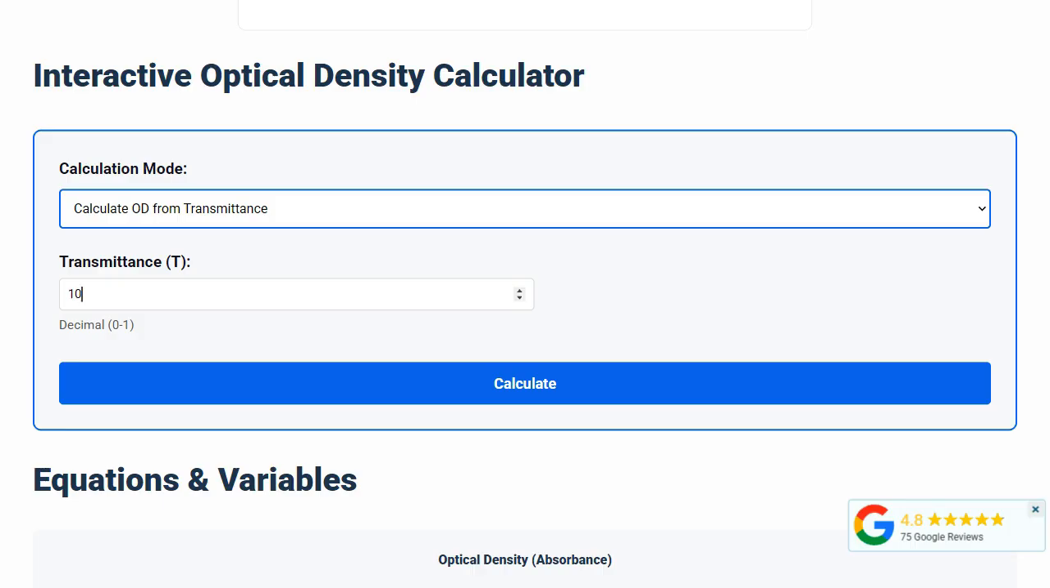The calculator will automatically compute the corresponding optical density, absorbance, and transmittance values. The results show how much light is blocked by your optical element. An optical density of 1 means light is reduced by a factor of 10, while an OD of 2 reduces light by a factor of 100.